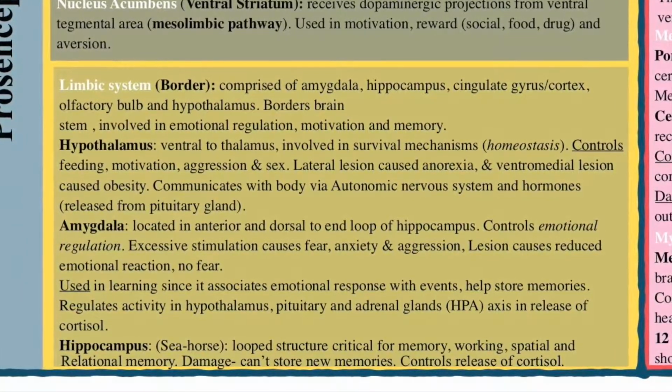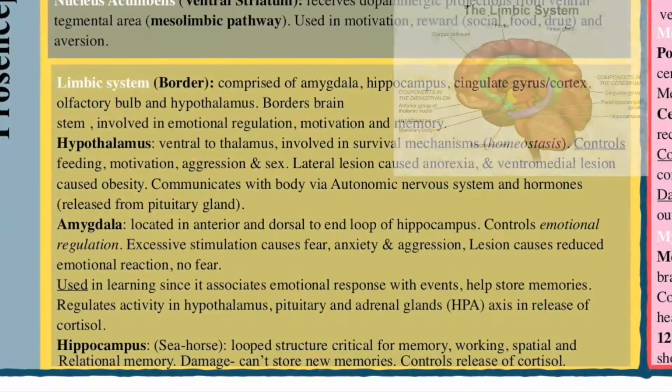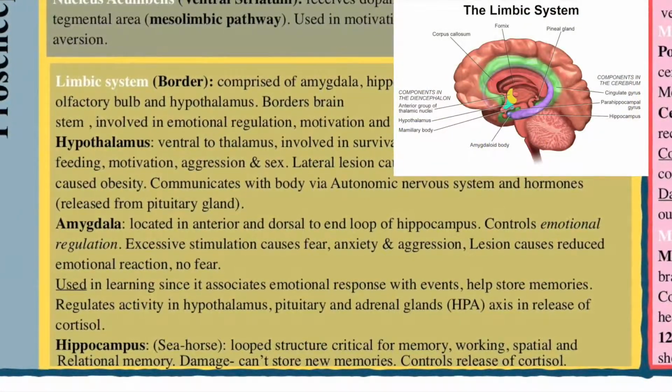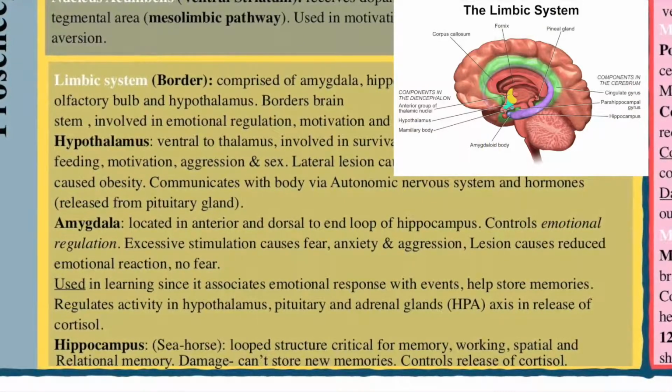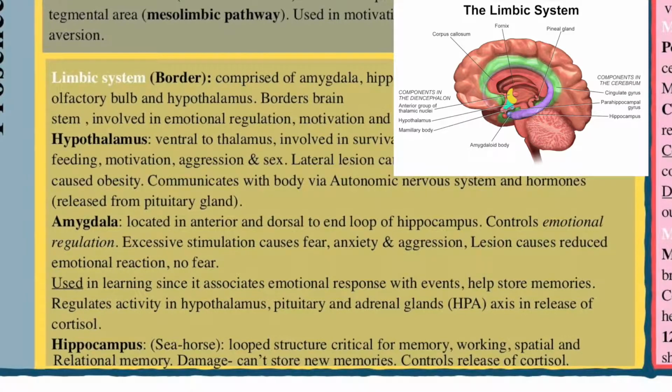A lateral lesion to the hypothalamus causes anorexia, and a ventral medial lesion causes obesity. The hypothalamus communicates with the body via the autonomic nervous system and hormones released from the pituitary gland. The amygdala is located anterior and dorsal to the end loop of the hippocampus.